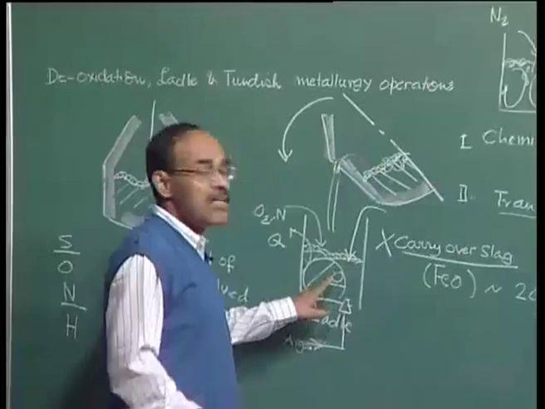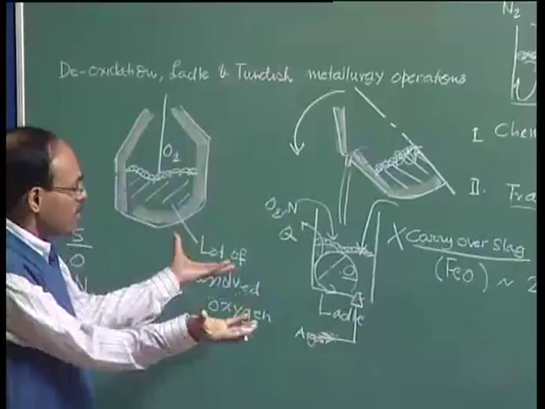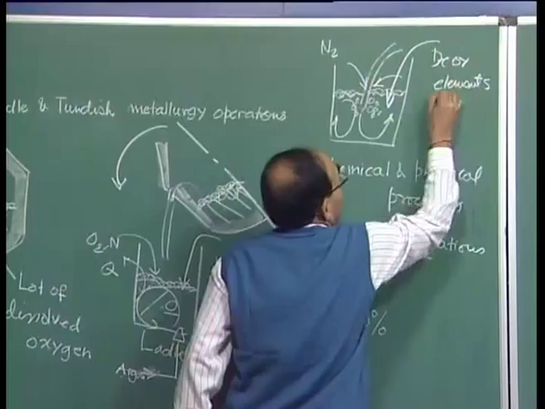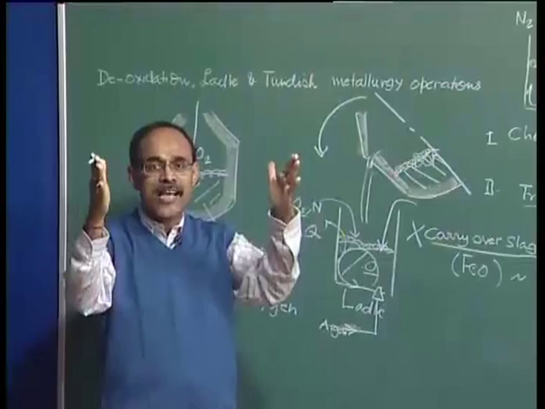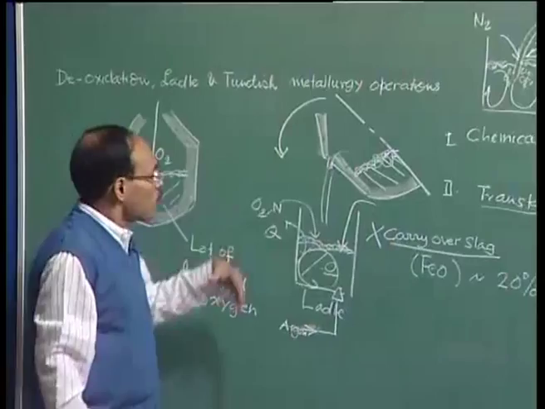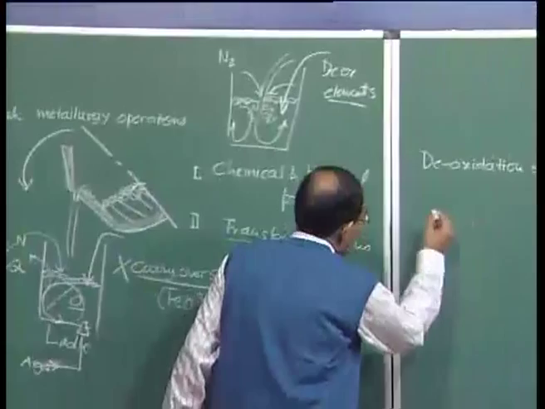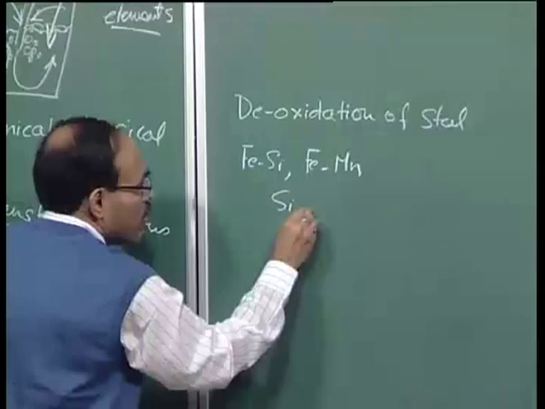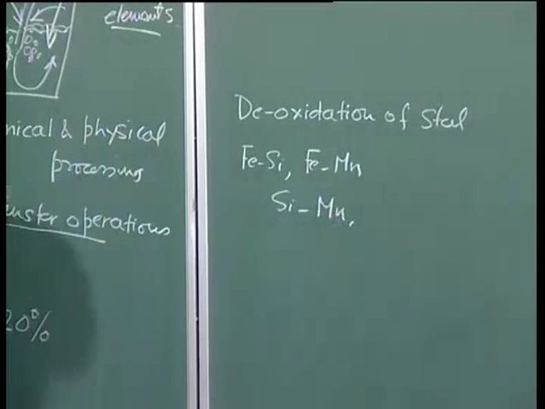So, as the ladle is being filled up with a stream, we can drop deoxidizer elements in bulk form. You can go to the steel plant and see that aluminum bars of this size are poured into the molten steel. We can also use other kinds of deoxidizer elements, and commonly used elements in addition to aluminum are ferrosilicon, ferromanganese, silicomanganese, etcetera.